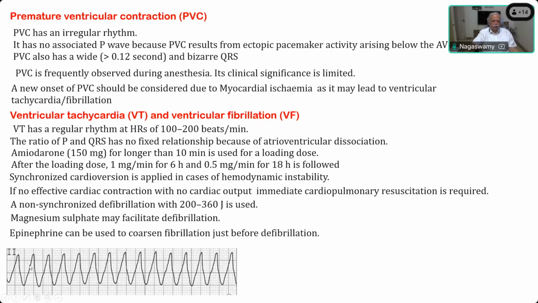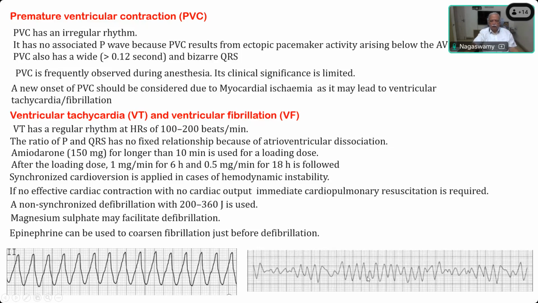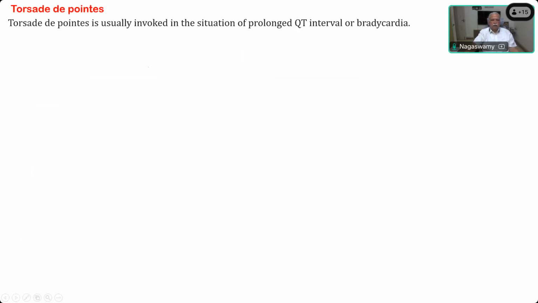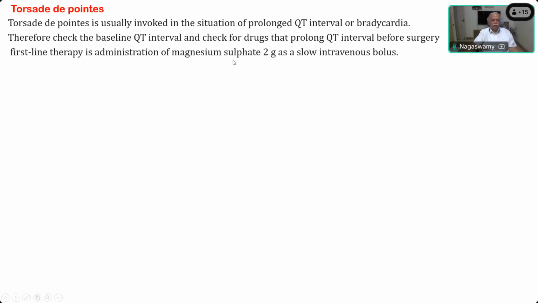This is the format that you see in the ECG, a regular bizarre wide QRS. Whereas once it turns into ventricular fibrillation, it becomes irregular like this. And one type of ventricular fibrillation is torsades de pointes, which has a prolonged QT interval, or bradycardia cases will develop into that.